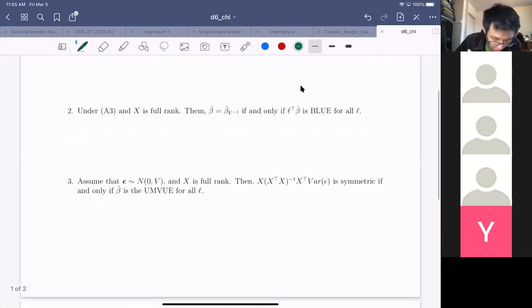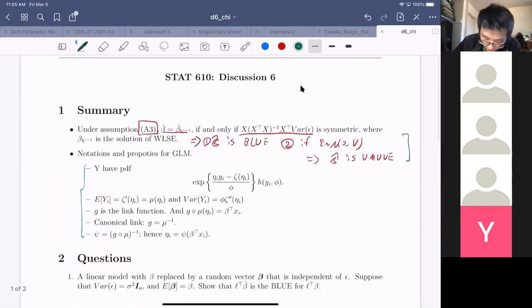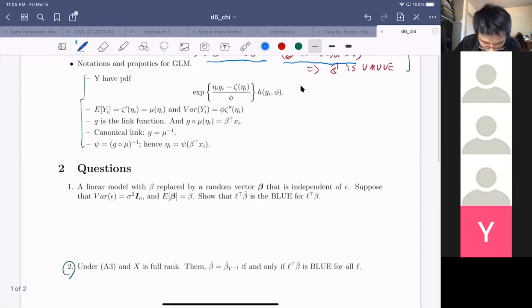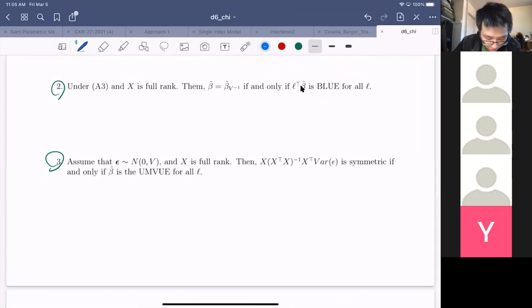Okay, how about let's do questions 2 and 3 first. It's about these two properties. It's about why we can imply this, and why this can imply this is BLUE and this is UMVUE. Okay. Let's do 2 and 3 first.